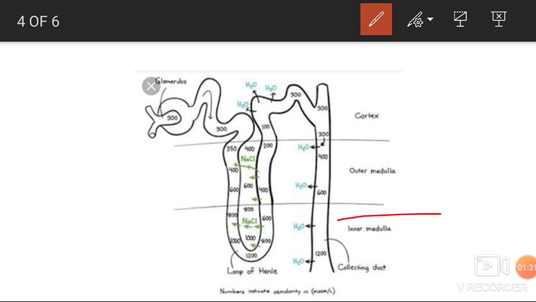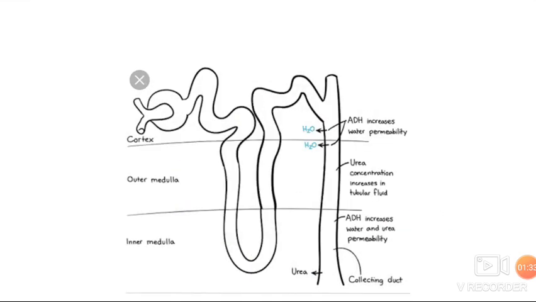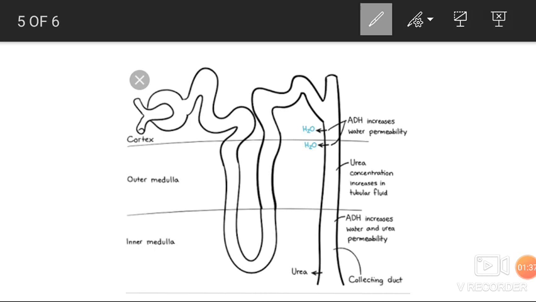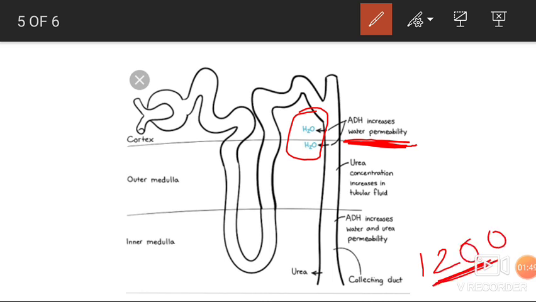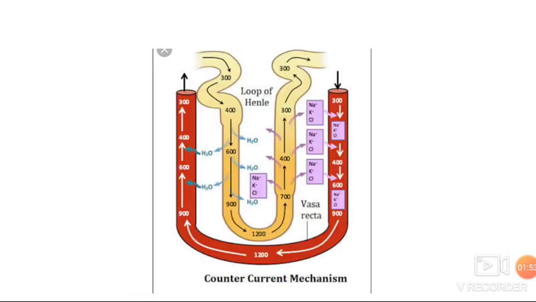Now moving on to the next slide. Yeah, and this also we can see this ADH. This ADH increases water permeability, due to which the water is reabsorbed, causing concentration of the urine, and finally we get 1200 milliosmolality of the urine.